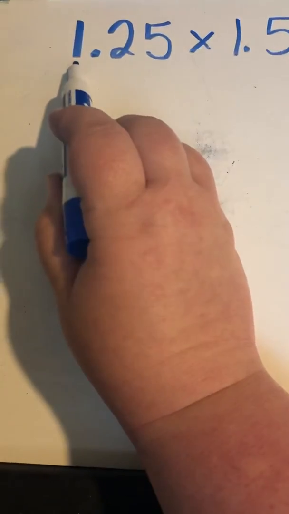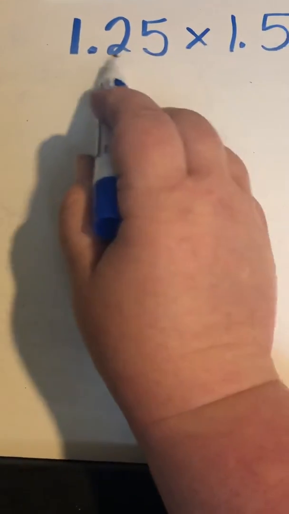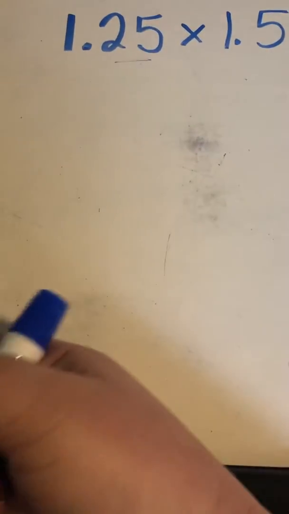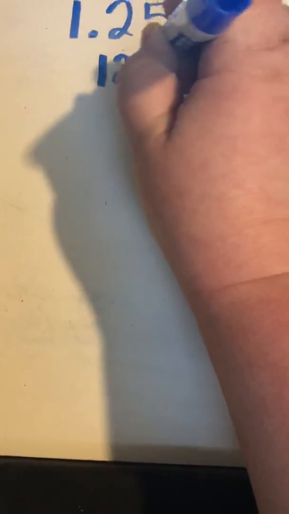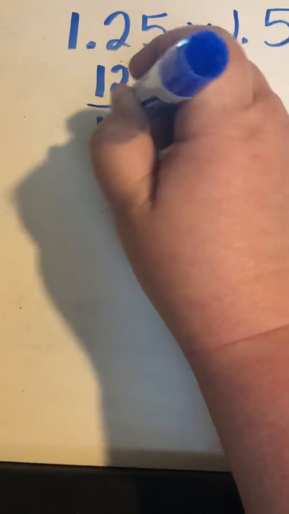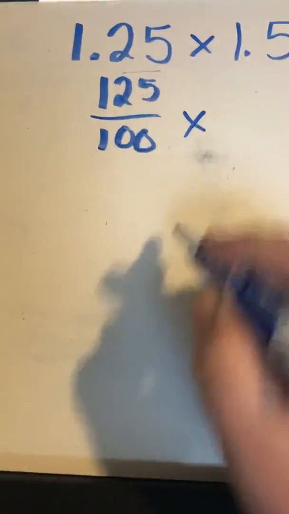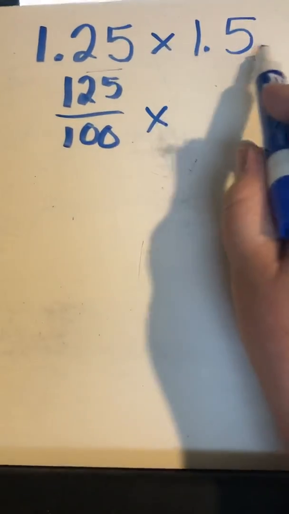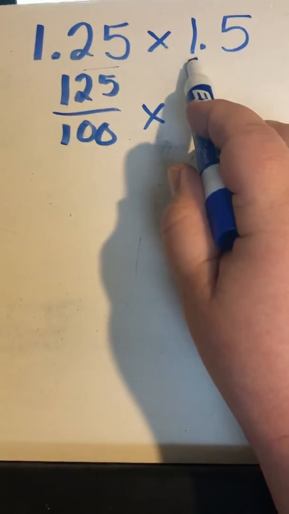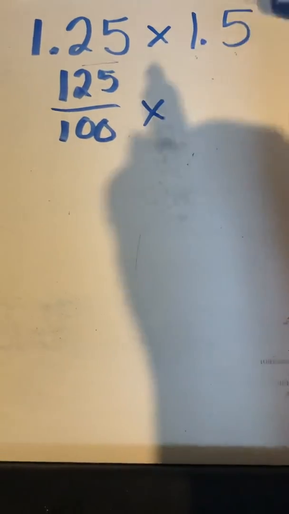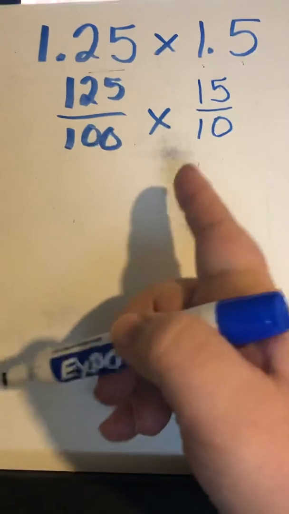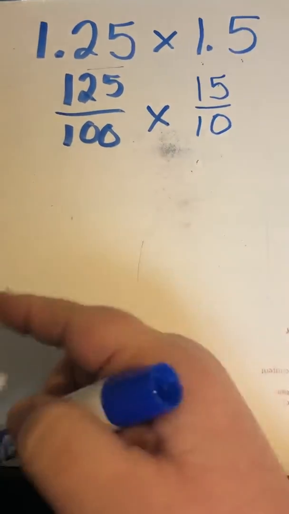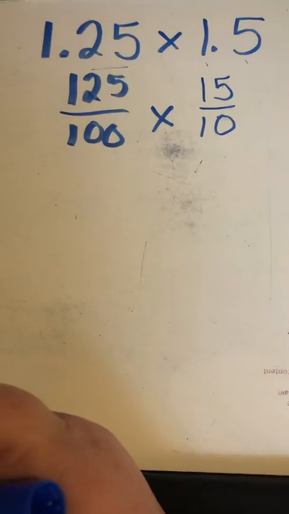So I know that my 1, if I'm talking about hundredths place, is going to be 100 hundredths. Then I have 25 hundredths, so my number is actually going to be 125 hundredths. I'm going to take my second number, 1 and 5 tenths. 1 is 10 tenths, plus 5 tenths gives me 15 tenths. So that's going to be my first step before I do my parentheses.